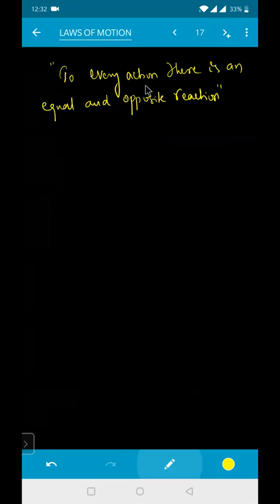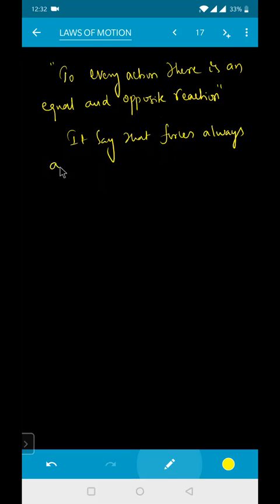That means if an object A exerts a force on object B, object B also exerts an exactly oppositely directed force of equal magnitude on A. So this law is about forces between objects, beta. It says that any force always occurs in what? Pair. It says that forces always appear in pairs, or occur in pairs. What does it mean?